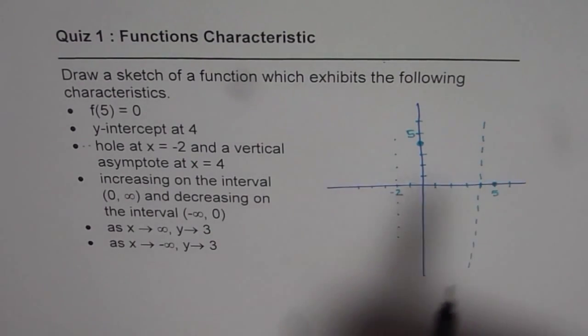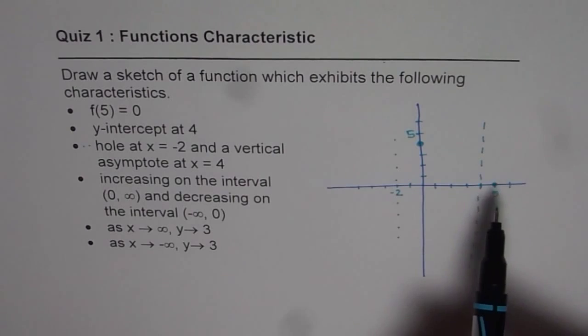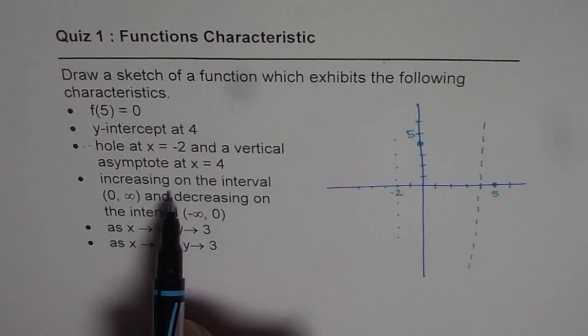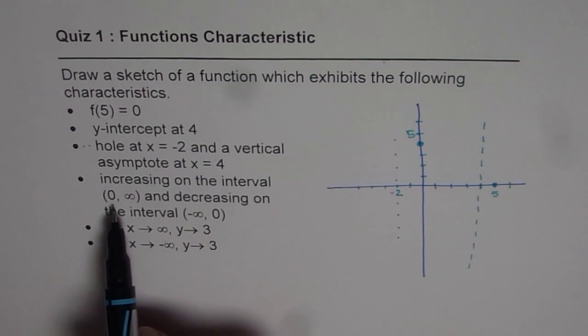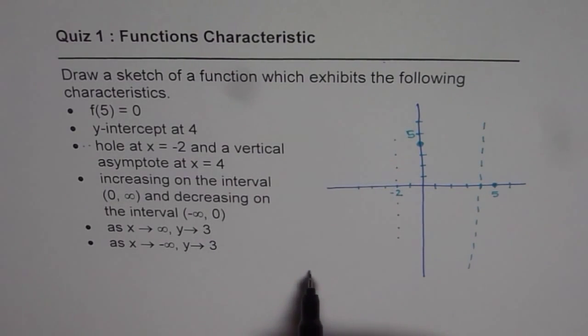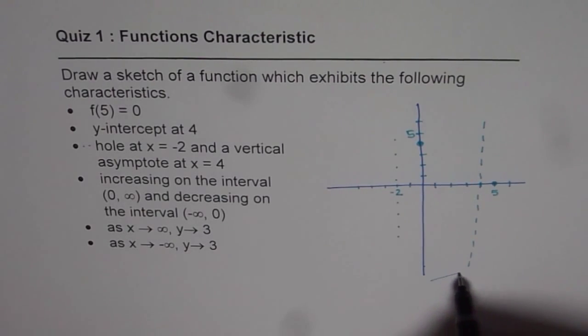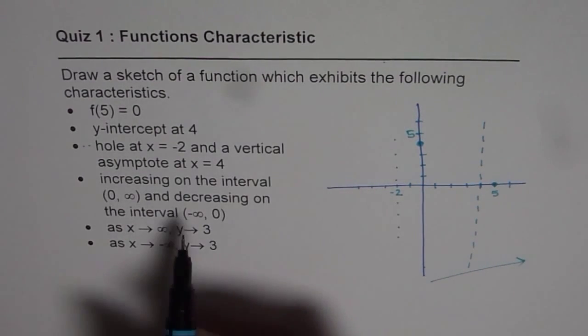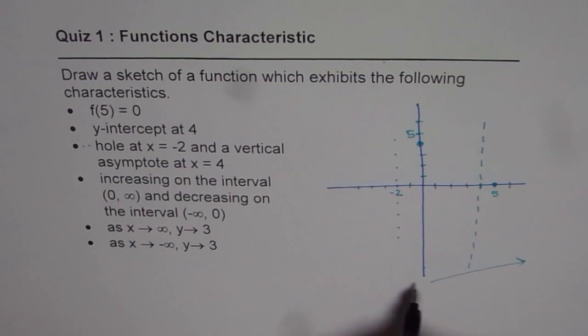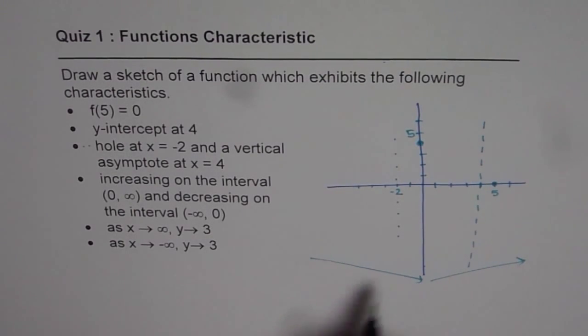So as you read, make your notes so that they will help you to graph the function. Increasing on the interval 0 to infinity. That means from 0 to infinity, from here to there, it is increasing. So the function is increasing. And decreasing on the interval from minus infinity to 0. So on the left side of the y-axis it is decreasing.